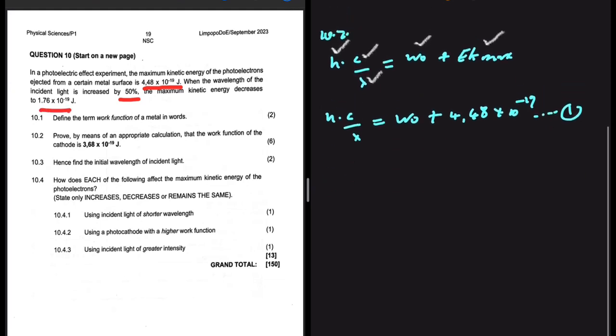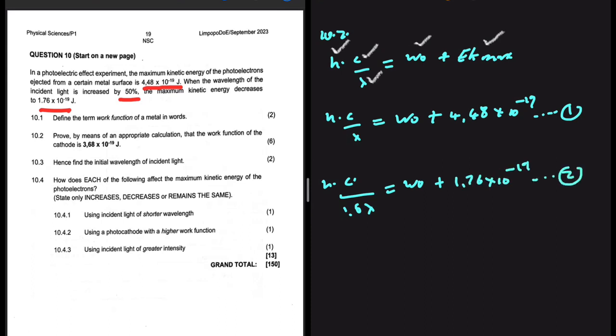So how is our equation going to look? We still have H, we still have C, but instead of the wavelength, it is increased by 50%. So we're going to have 1.5 wavelength. That is what you get when you increase a quantity by 50%. This is equal to the work function plus EK max, which is 1.76 times 10 to the minus 19 joules. This is equation 2.